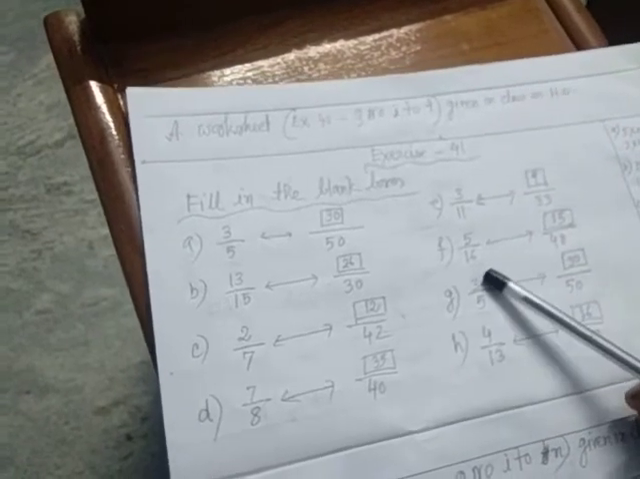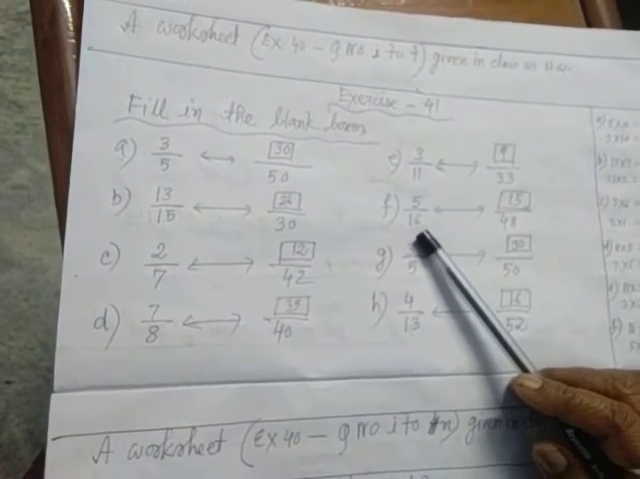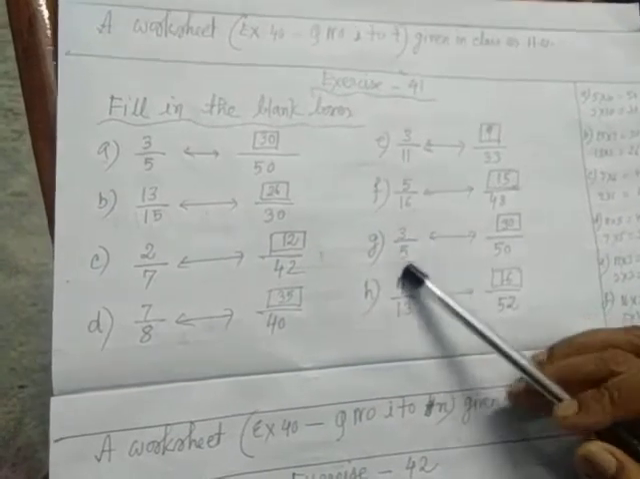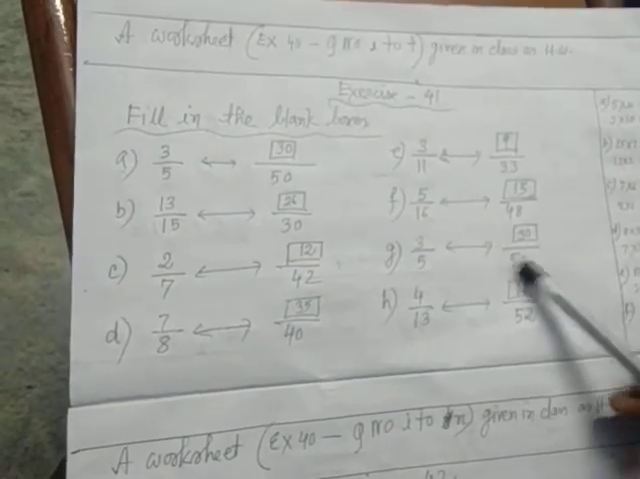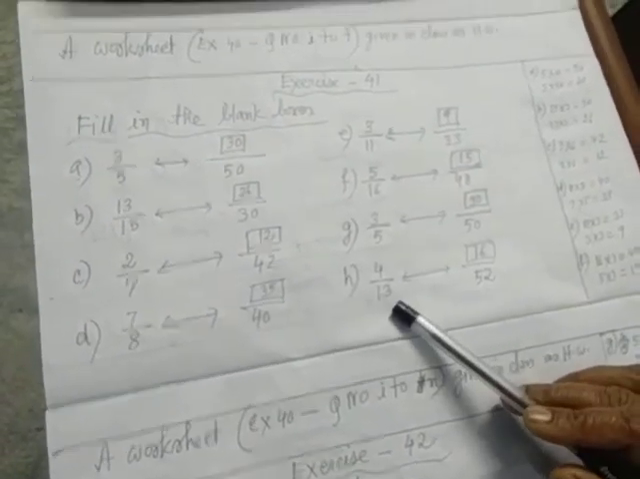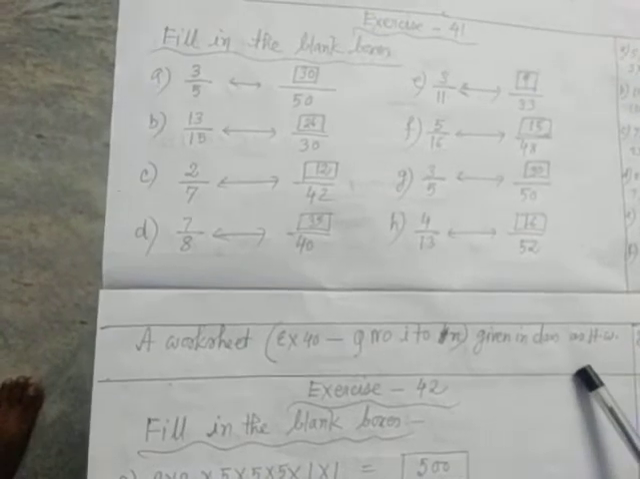F, 5 by 16, I'll do the details here. 16 into 3 is 48, so 5 into 3 is 15. 3 by 5, 5 into 10 is 50, 3 into 10 is 30. 4 by 13, 4 fours are 16, 4 thirteens are 52. I do all the sums in detail here. Okay, worksheet exercise 40 question number I to N is given in class as homework.